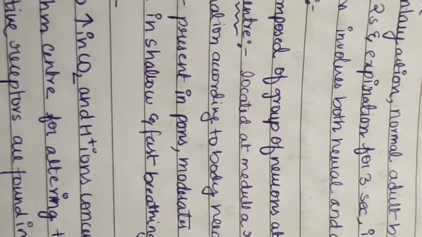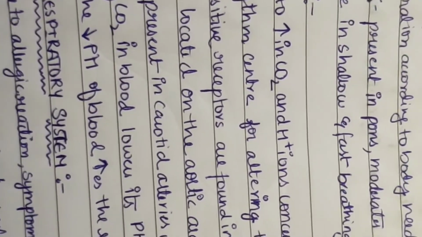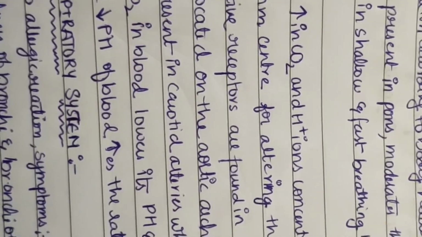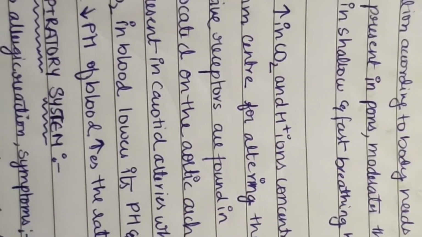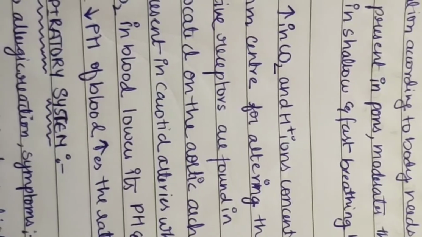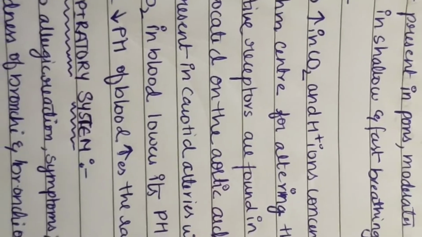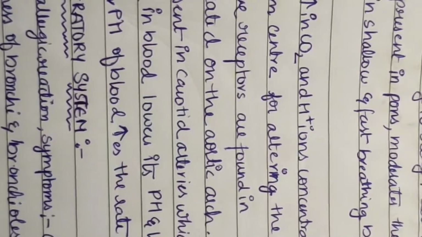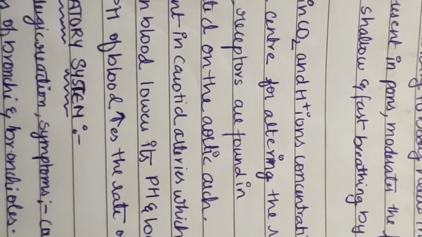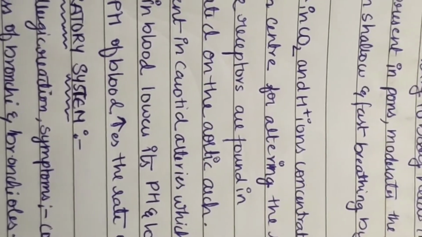Now chemical regulation. It gets activated due to an increase in CO2 and H plus ion concentration, which in turn activates the respiratory rhythm center to alter the rate of respiration. The CO2 and H plus ion sensitive receptors are found in the aortic bodies, located in the aortic arch, and the carotid bodies, which are present in the carotid arteries that supply blood to the brain. Increased concentration of CO2 in blood lowers its pH, and low concentration of CO2 raises the pH of blood. Decreased pH of blood increases the rate of respiration.